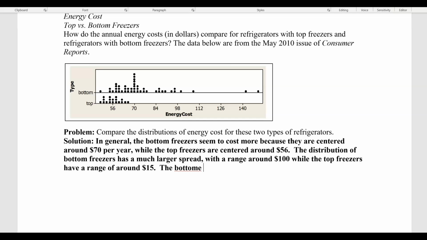And then finally, the shapes. The bottom freezers are skewed to the right, with 2 possible large outliers. I always like to mention the outliers if they're there. While the top freezers appear to be roughly symmetric.